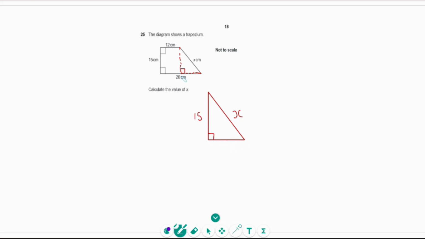This base here is 20 minus 12, which is 8. ABC, a squared plus b squared equals c squared. Got to be careful when labelling, the hypotenuse has to be c. A and b can be in any order. 8 squared plus 15 squared equals x squared. I'm going to type this in my calculator. 8 squared plus 15 squared is 289. Now I need to square root both sides. Gives me x is 17.